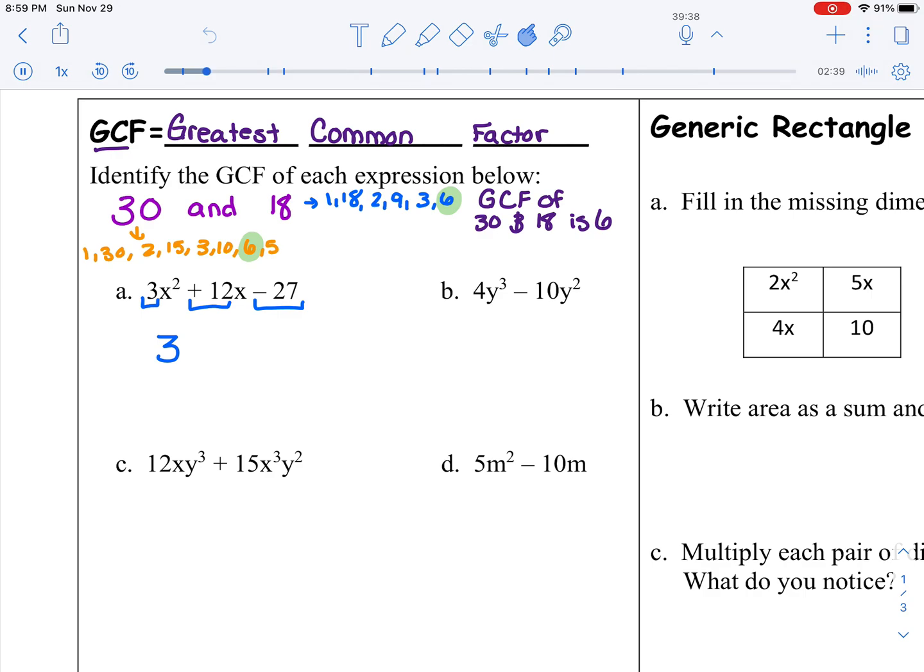Next, I check the variables. I notice that both my first term of x squared has x's, and my second term of 12x has 1x. But there are no x's attached to my constant of negative 27. So my GCF can't have x involved. So my greatest common factor is just 3.